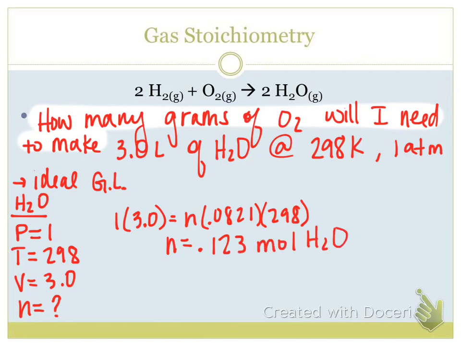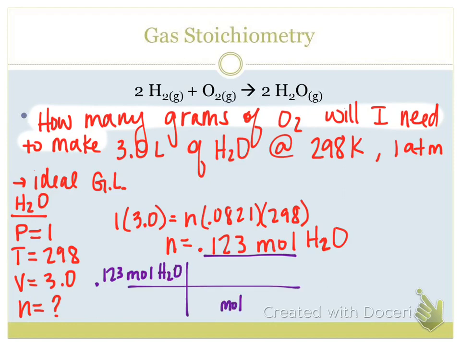Okay. So now this is how much water will be produced in moles, right? 3 liters of water at this condition is 0.122 moles of water. So now I'm going to take my T-chart basically with what I know, 0.123 moles of water. And I'm going to go moles of water to moles of O2, moles of O2 to grams of O2. Right? That's it. Then it's just a simple stoichiometry calculation.